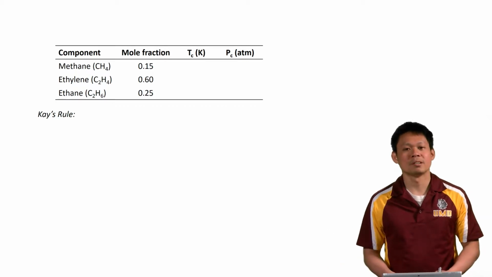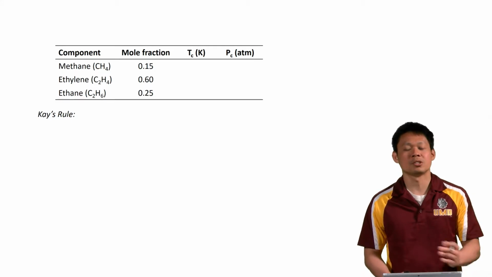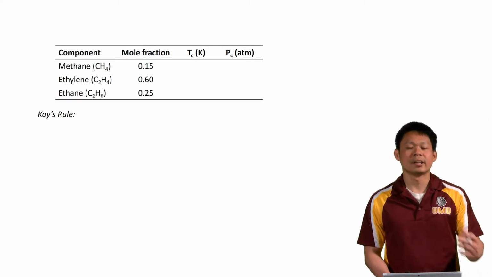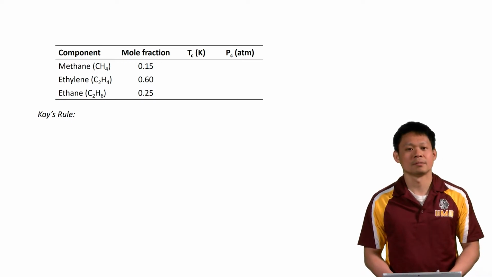So what I would like you to do now is to pause the video, fill in that table right there with the critical temperatures and pressures from table B1, try out Kay's rule on your own, and then once you get there, we can look at the Z value together.